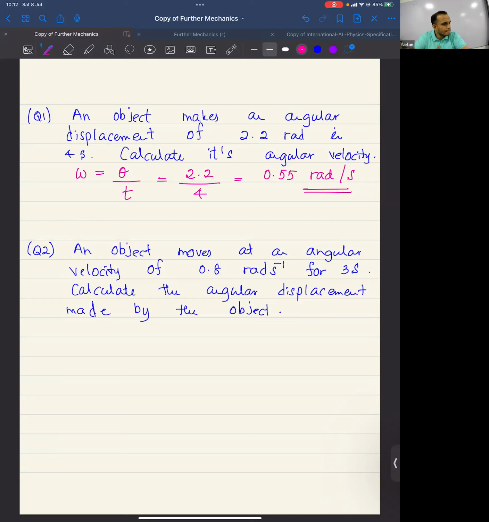Question 2. An object moves at an angular velocity of 0.8 radians per second for 3 seconds. Full stop. Calculate the angular displacement made by the object.